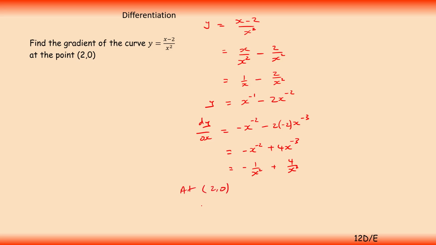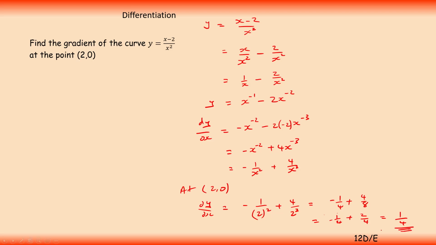and at 2, 0 the gradient is equal to minus 1 over 2 squared plus 4 over 2 cubed, which is equal to minus a quarter plus 4 over 8. So minus a quarter plus a half, or minus a quarter plus 2 over 4, which is equal to a quarter.